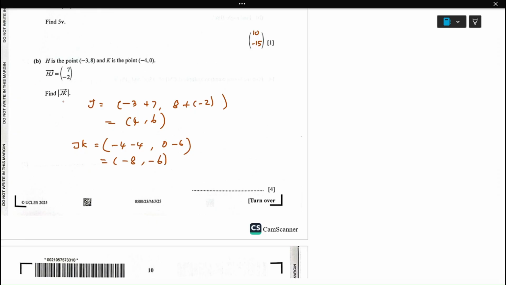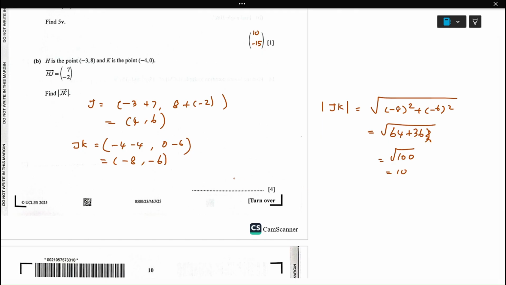Next, we need to find the magnitude. Magnitude of JK is the square root of the first value, (−8)² plus (−6)², which is the square root of 64 + 36, which is the square root of 100, which is equal to 10. So the answer is going to be 10.